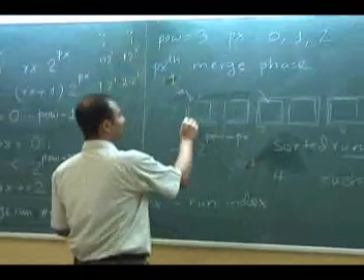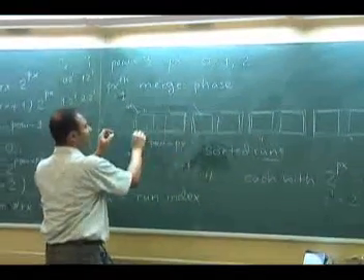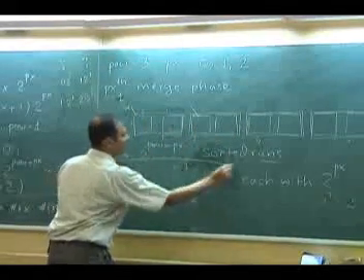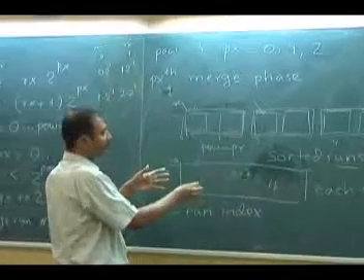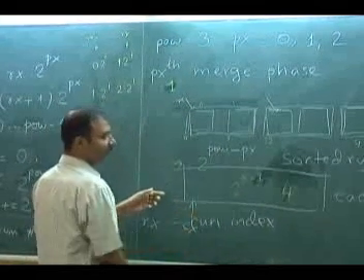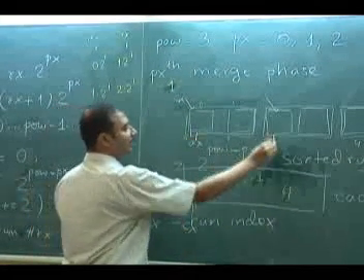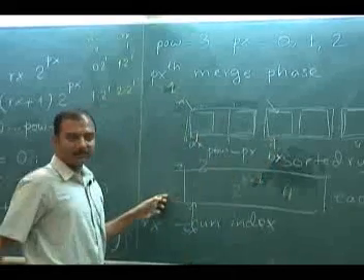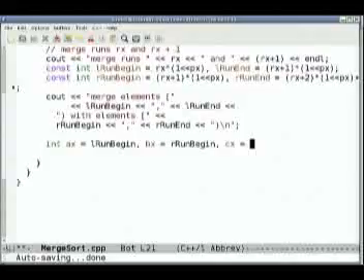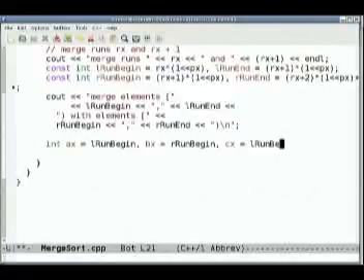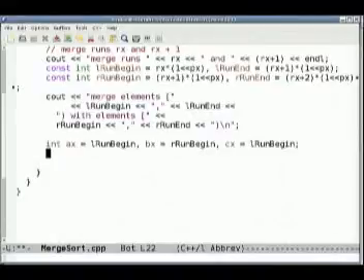See, when we merge this and that, say we have these two runs with two elements each. In the C array, we want these four to come to the same place. So CX will initialize there, AX will initialize here, BX will initialize there. So CX will go to the same as L run begin. So this is again L run begin. We set up the beginning of the merge sort.